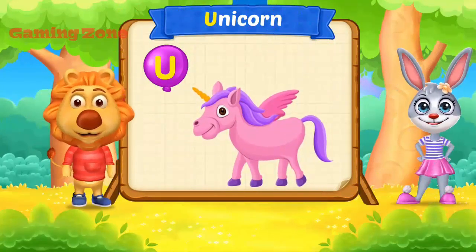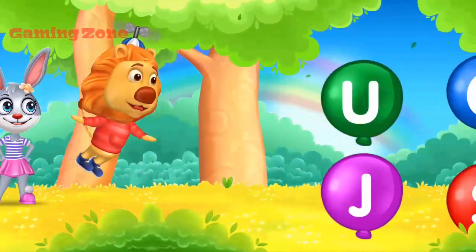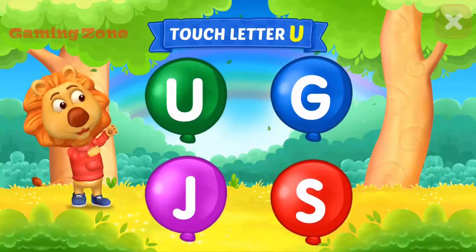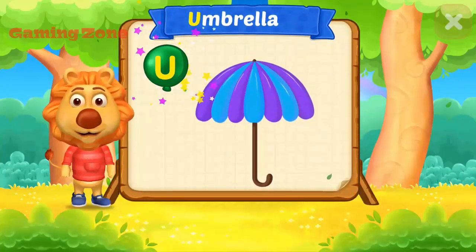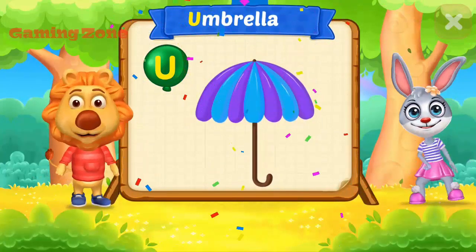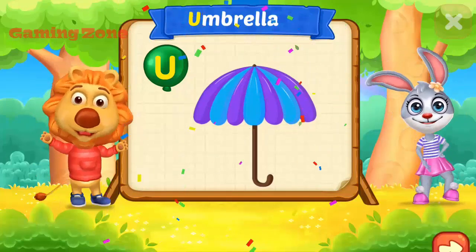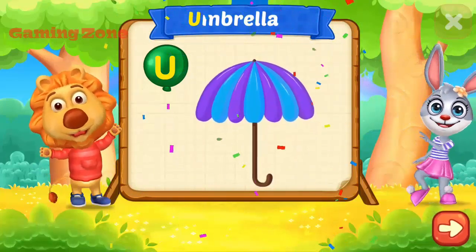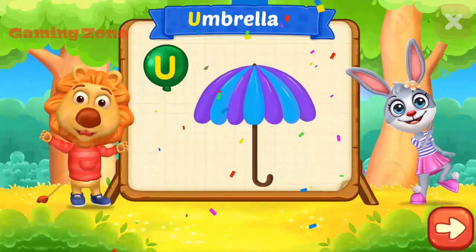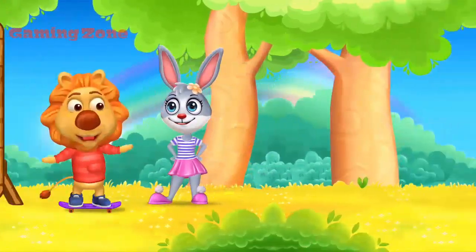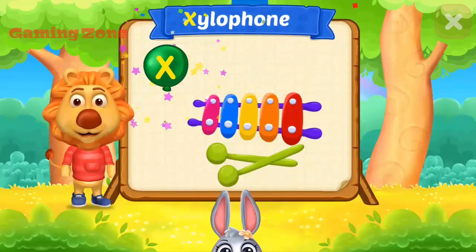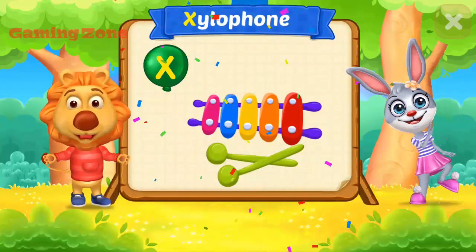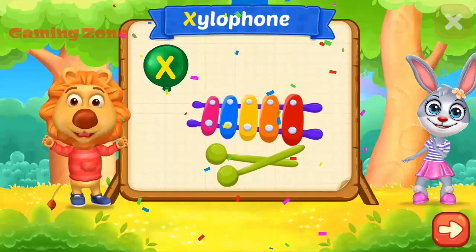Unicorn. Letter U. U is for umbrella. Touch letter X. X is for xylophone.